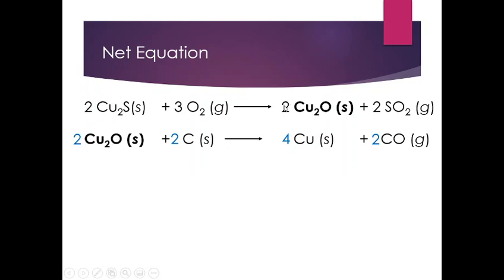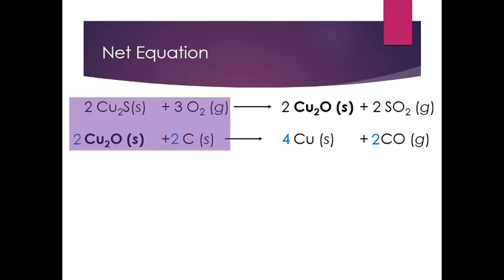Because I'm going to create 2 Cu2Os and I'm going to use up 2 Cu2Os. And so now that those two are balanced, that means everything else in these two equations has to be balanced as well. And so now if I want to write out an overall equation or a net equation, I just need to group all the reactants together and group all the products together in one single equation.